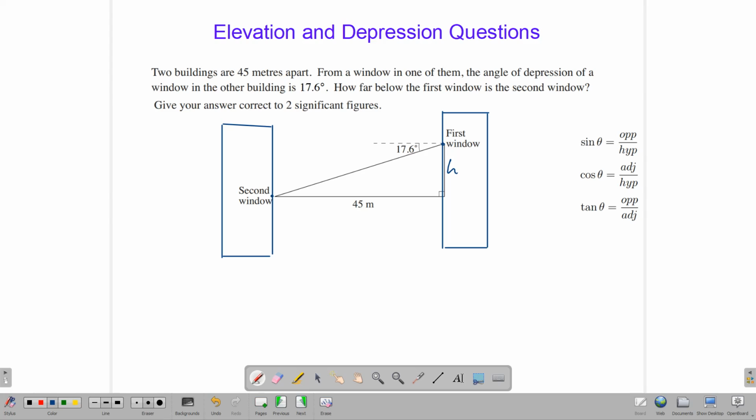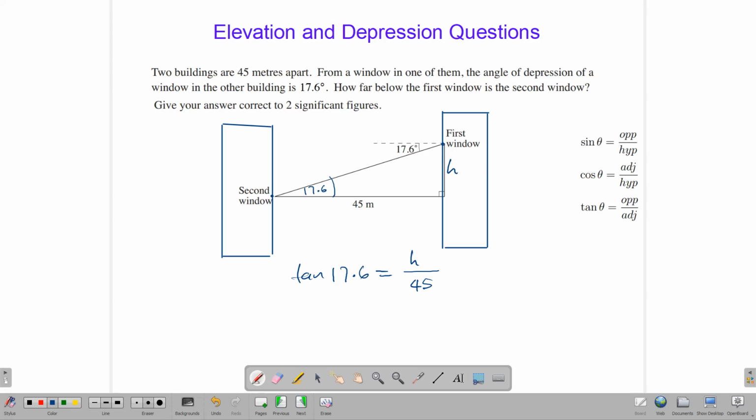Now, based on what we talked about with the alternate angles, this 17.6 is exactly the same size as this. And so we have a triangle now where we have an angle inside it that we can use. We have 45 meters, and we want to find this side. This side is the opposite, and this one is the adjacent. Opposite and adjacent gives us tangent, so we can say the tangent of 17.6 is equal to the opposite side, which is h, divided by 45.